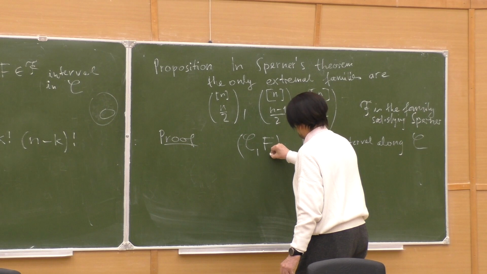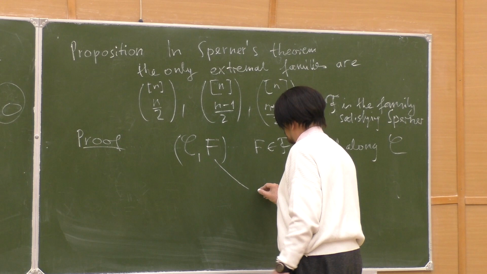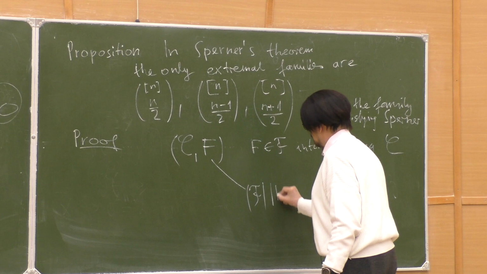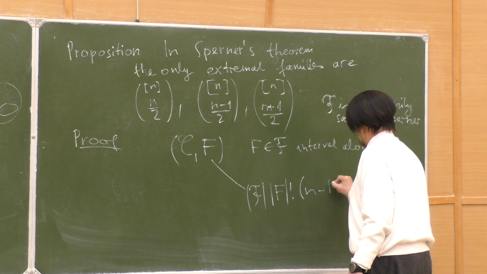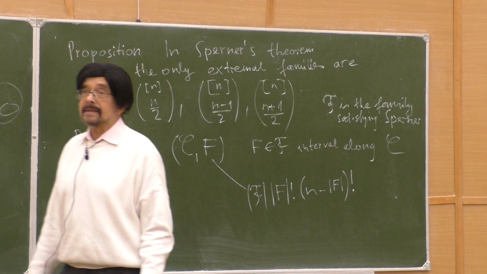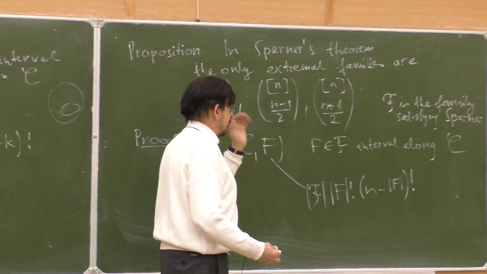Yeah, this looked easy in the previous case. And this is true again, basically the same. Just we have to write now F factorial because the sizes are different. So this is the number of pairs, so the same calculation works. So we fix the interval, and then we mix the elements within F and outside F.